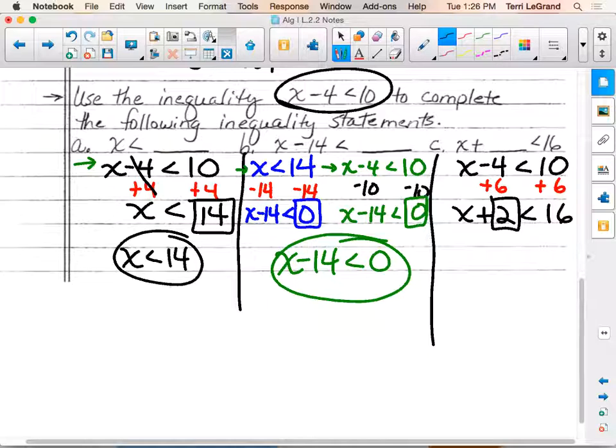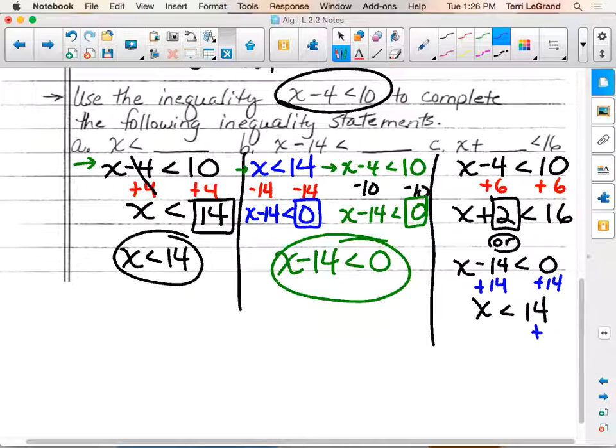Anybody use a different one? Rachel? I used x minus 14 is less than 0. And what do we have to do to that one? I added 14 to 0, because you wanted to get that x by itself. Okay, go ahead. I added 2 to both sides. Well then, I don't know why you didn't just start with this one in the first place, right? But anyway, then you would add 2 because that would get 16, and sure enough, x plus 2 is less than 16.